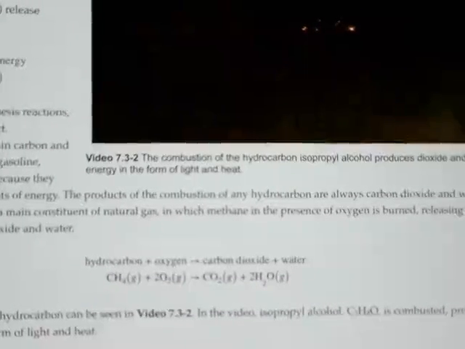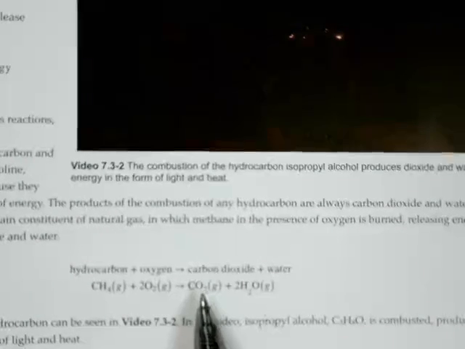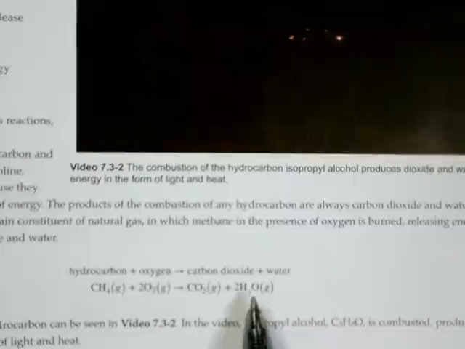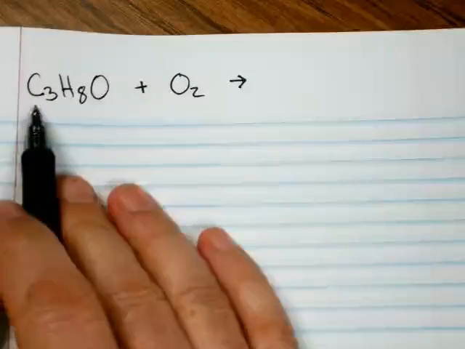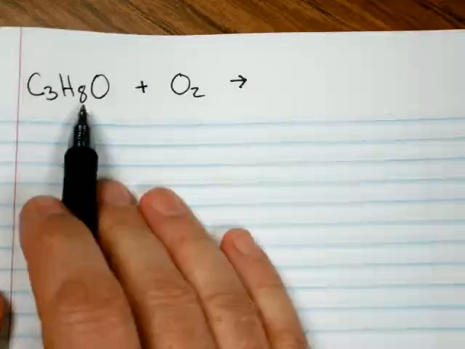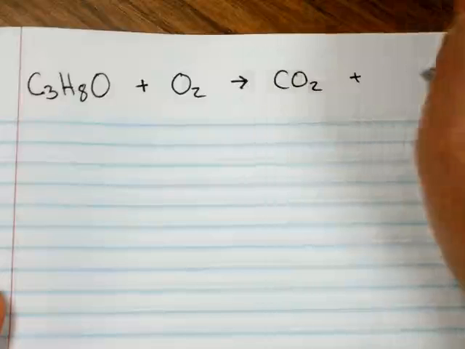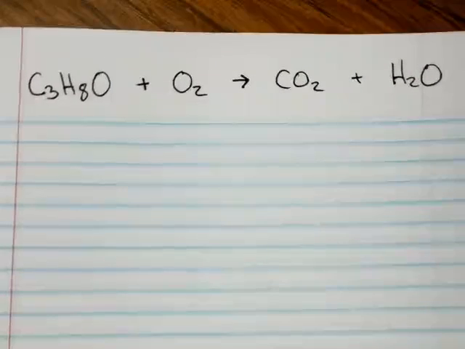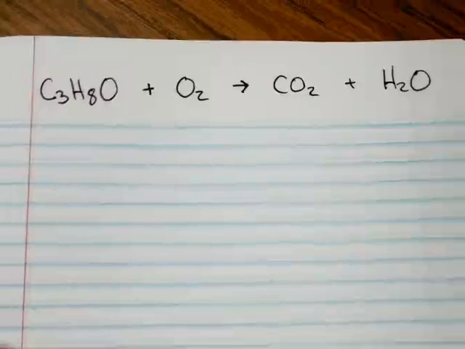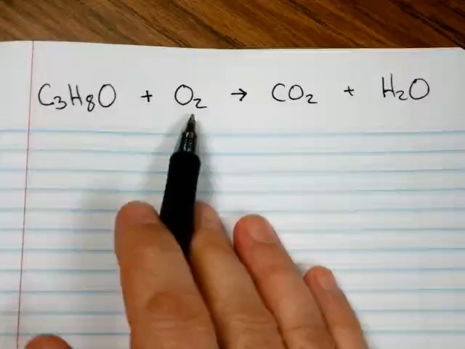And in the combustion reaction, you have a hydrocarbon plus oxygen, and you end up with carbon dioxide and water. So every time you have a combustion reaction, if you start with a hydrocarbon like we do right here, your product will be CO2 plus H2O. That's always your product. No matter what? No matter what. If you start with a hydrocarbon and oxygen.